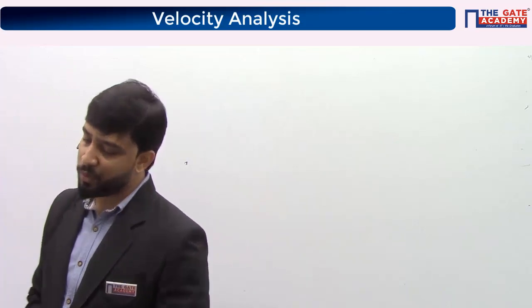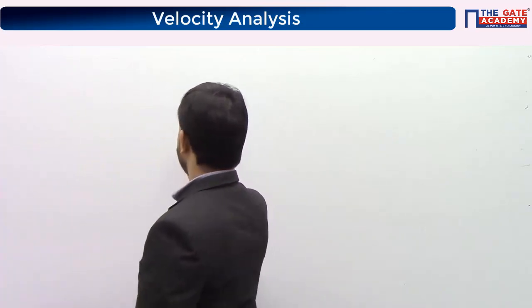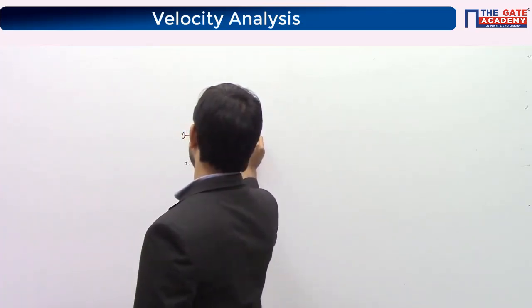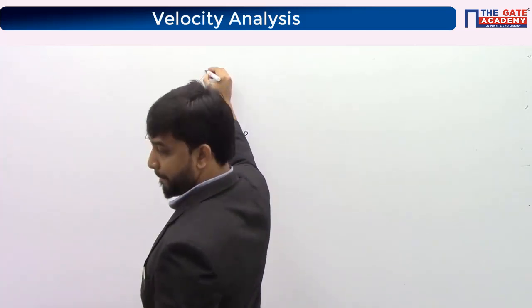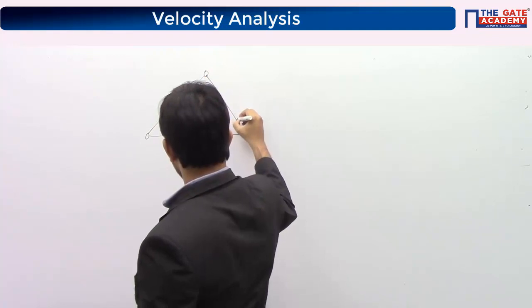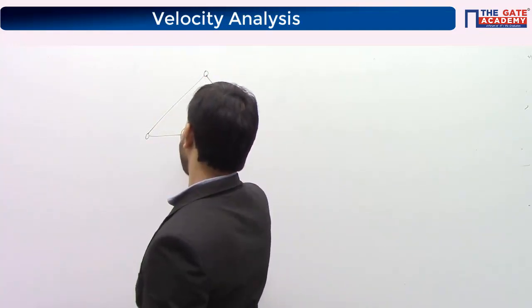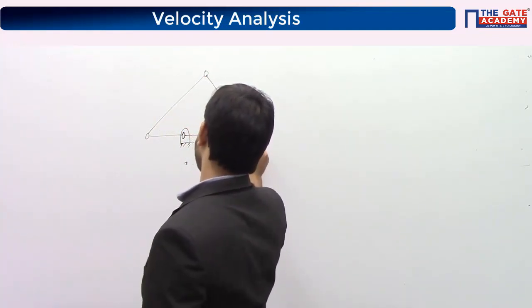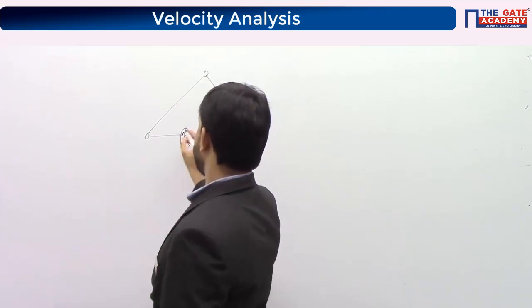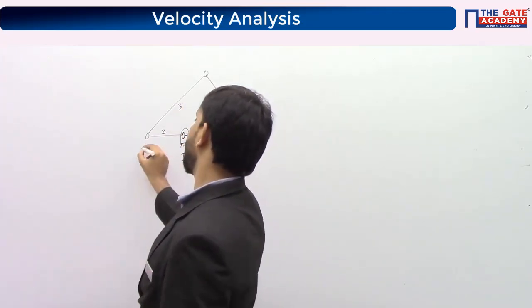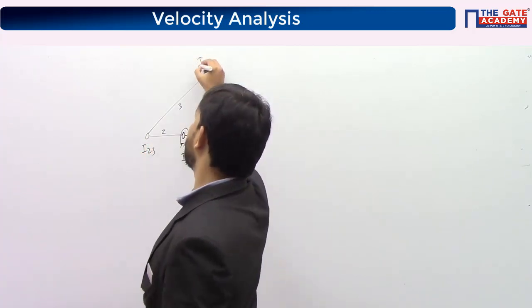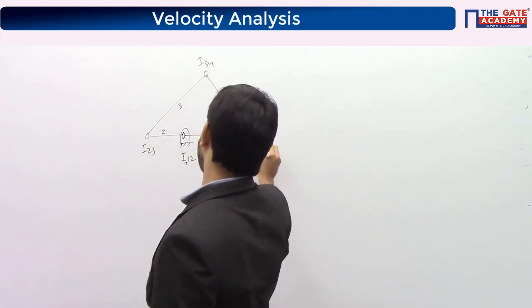Do velocity analysis when angle O2 is 180 degrees. When O2 is 180 degrees, our mechanism looks like this. I'm calling this link 1, this link 2, this link 3, this link 4. So I12 will lie here, I23 will lie here, I34 will lie here, I14 will lie here.